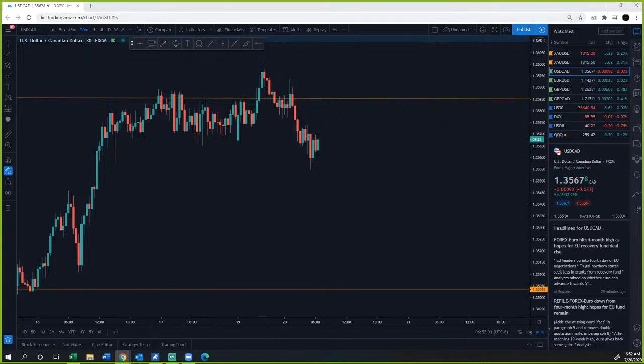Trading the 5-minute candlestick would have been boom, quick, easy, broke support. 5 minutes, 15 minutes, 30 minutes. Wow, what a beautiful break, though. What a beautiful break.